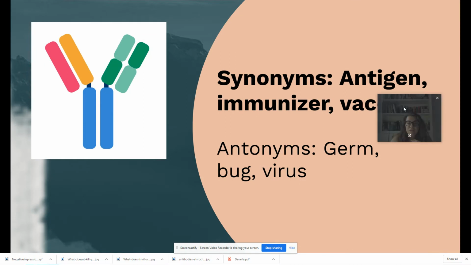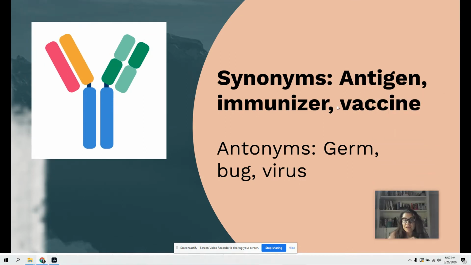Some synonyms for antibody are antigen, immunizer, and vaccine. So vaccines typically, I don't make vaccines, so I shouldn't say typically, but vaccines often contain antibodies of a virus. The opposite, antonyms, are germ, bug, virus.